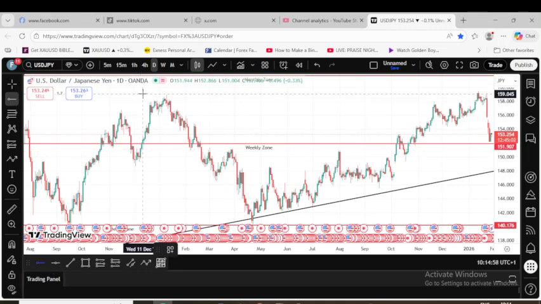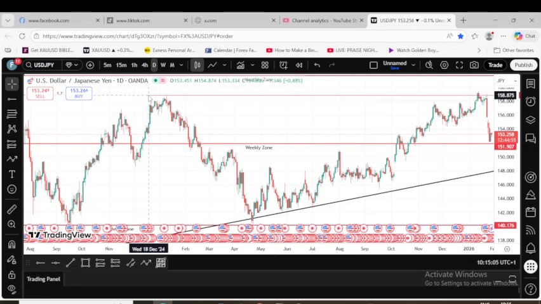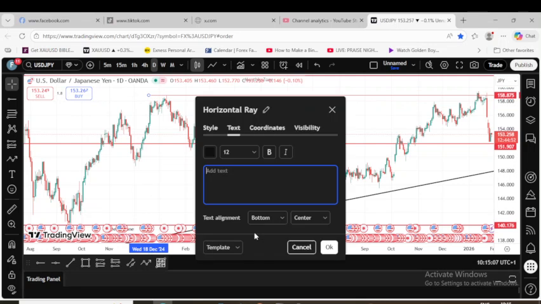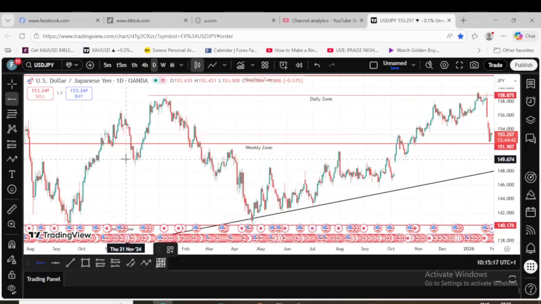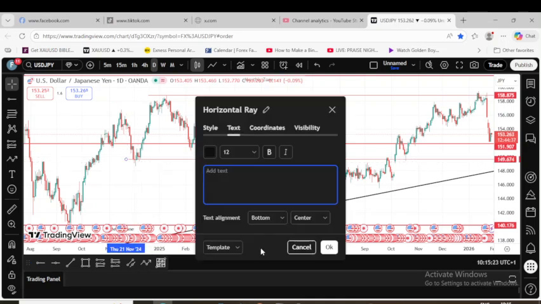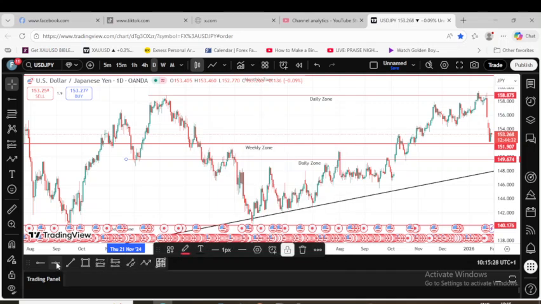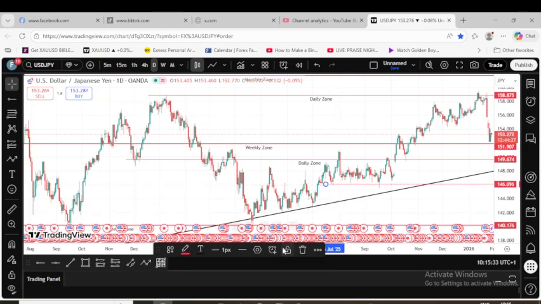On the daily time frame, we have a daily zone here. We have a daily zone here. We have another daily zone here. Then we have another daily zone here.